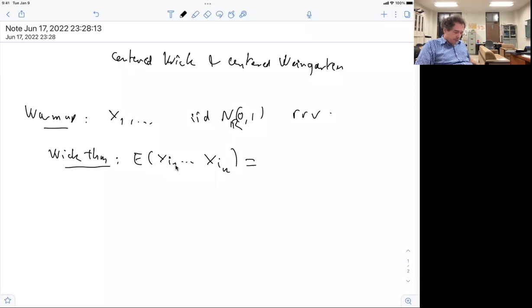The theorem says that this is actually a sum over all the pair partitions on k elements. A pair partition on k elements is a partition of the index set 1 to k in two blocks. Of course this set is empty if k is odd, and it is not if k is even. In this case, the number of elements is 1 times 3 times 5 and so on, which is called k double factorial.